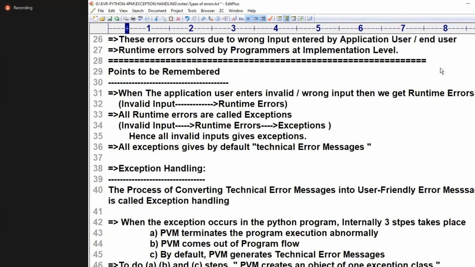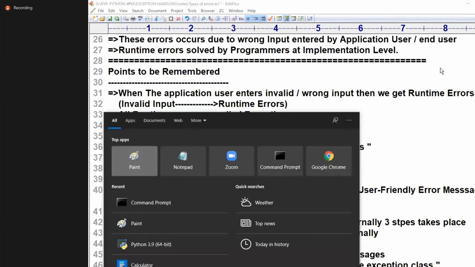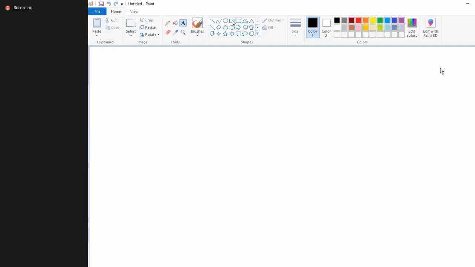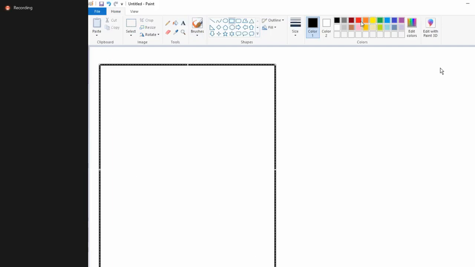Then we will understand. Let me go to the students. Let me go to one paintbrush. Let us watch carefully. This is my Python example, my Python program. Carefully watch it. I am writing line number 1: a is equal to 10. See carefully.